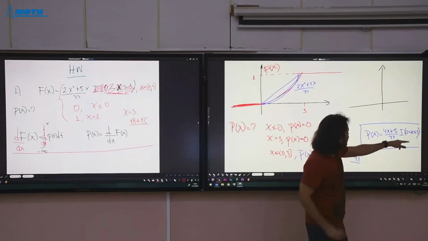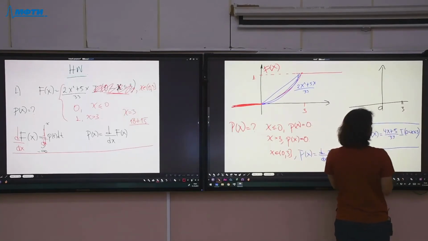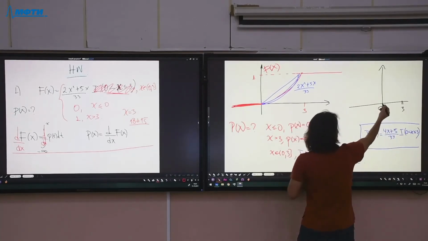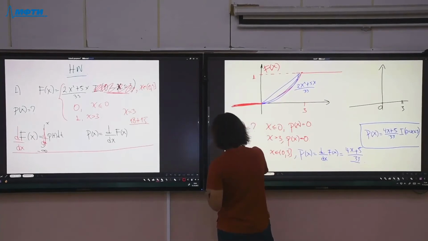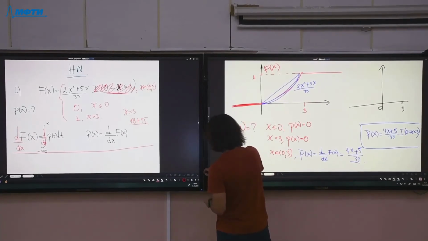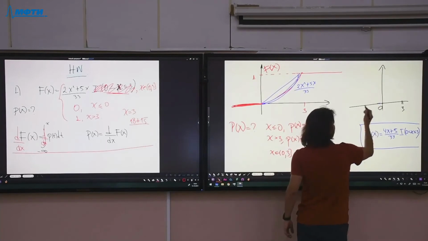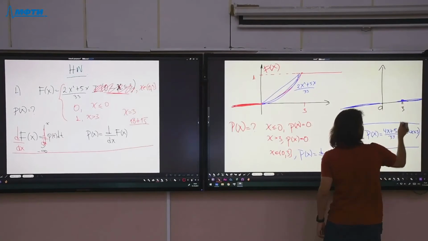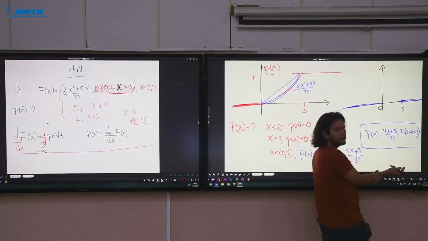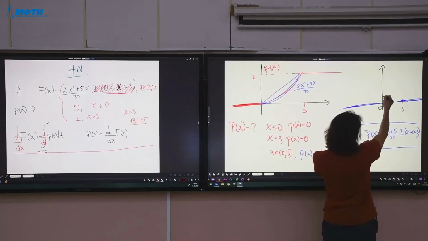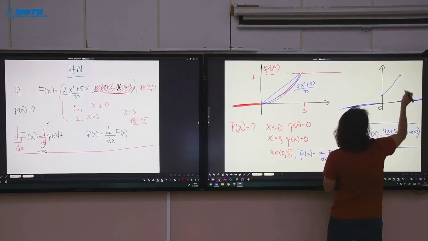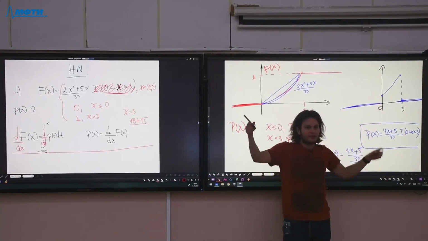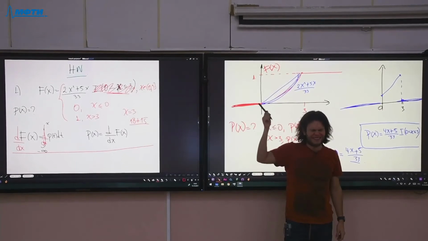Well, between 0 and 3, this is a line. So from 0 to minus infinity, this is 0. Here we will have also 0. And between 0 and 3, we have this line, something like that. So sorry, this is the CDF and this is the PDF.